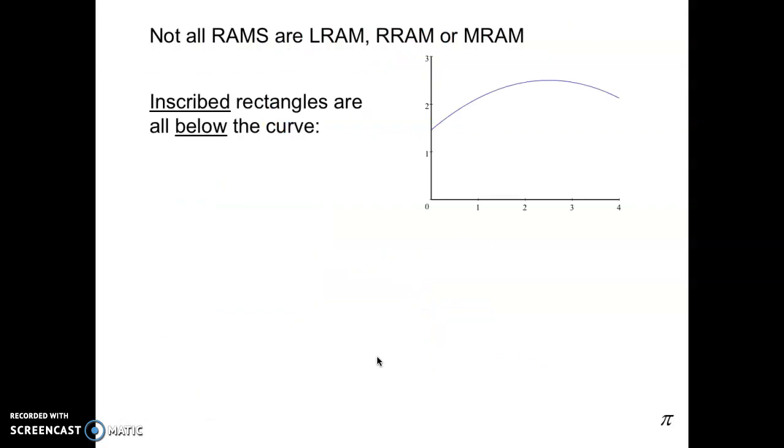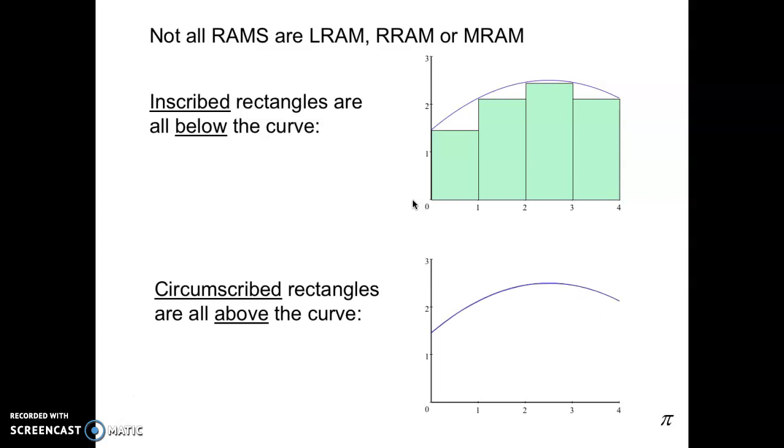Lastly, not all RAMs are LRAMs, RRAMs, or MRAMs. Sometimes we do what's called inscribed rectangles, where the rectangles are all just below the curve. Notice it's a mixture. This one is an LRAM, this one is an LRAM, this one actually touches both corners, and this one is an RRAM. So it's not really an LRAM, RRAM, or MRAM. It's just saying that the rectangles are all inscribed, or below the curve. Here I could have circumscribed rectangles, where they're all just above the curve.